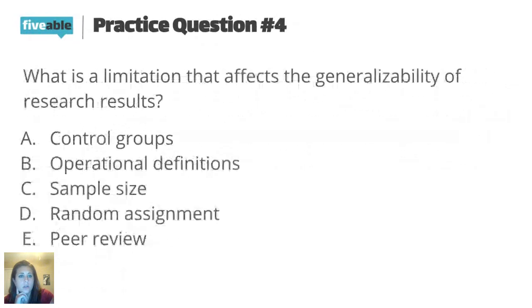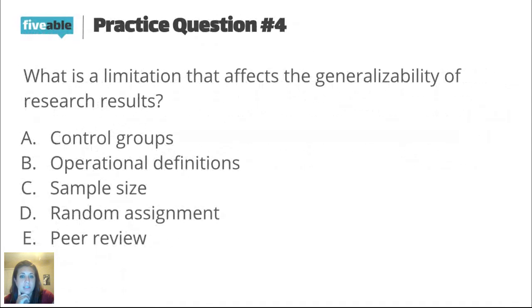Question 4. What is a limitation that affects the generalizability of research results? Oh yeah, we've got answers all over the board here. This is a tricky one. That's okay. So the correct answer for this one would be sample size, C. And let's talk about that. So we talked about generalizing, you know, in a case study, we're studying one person individually. And so it's difficult to make a generalization to the rest of the population.